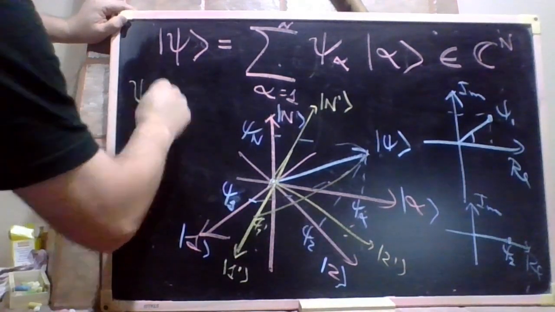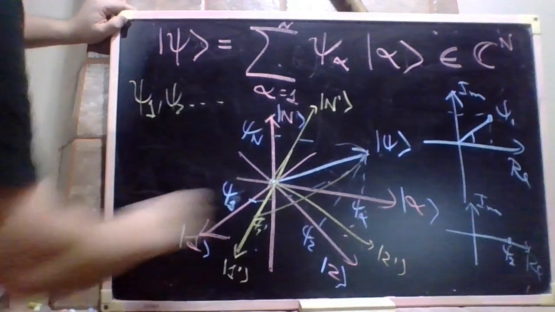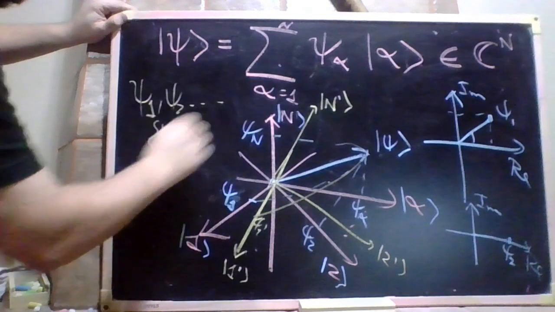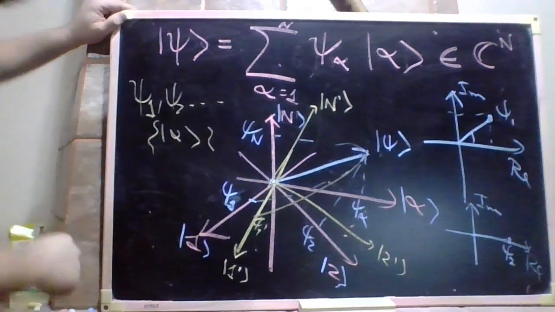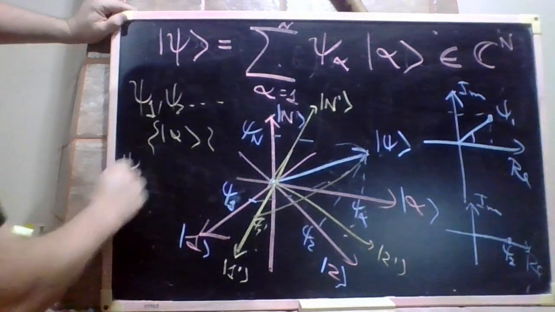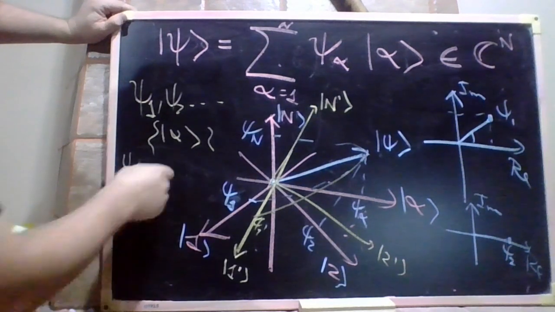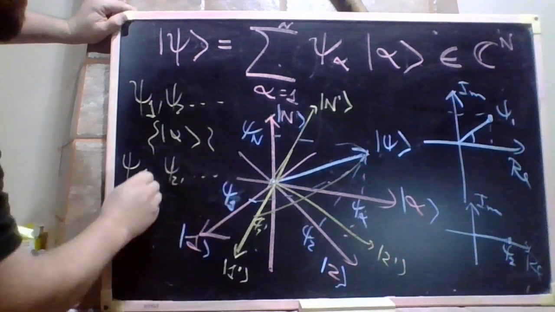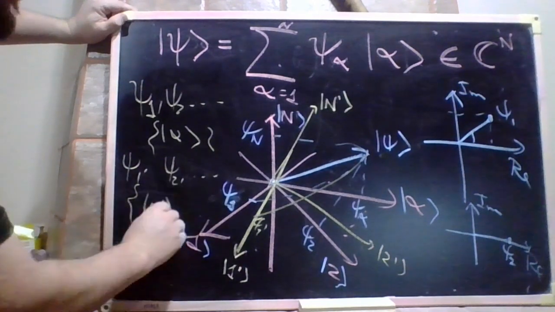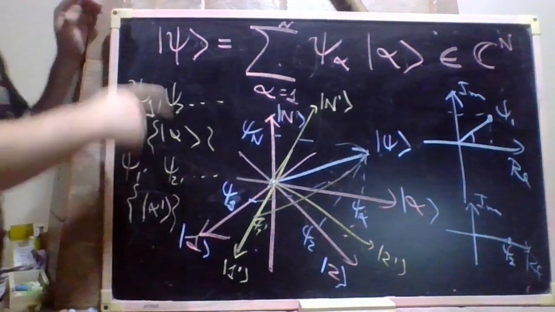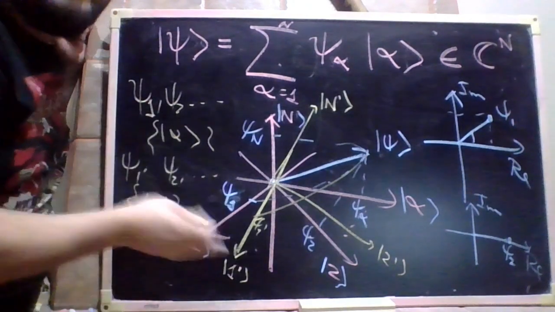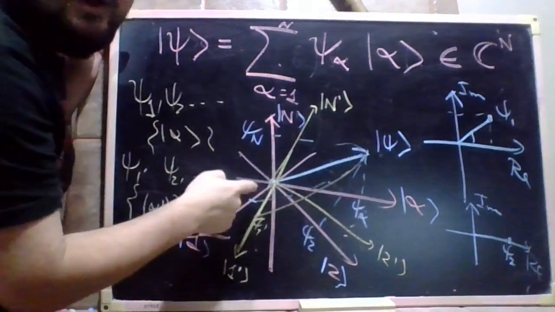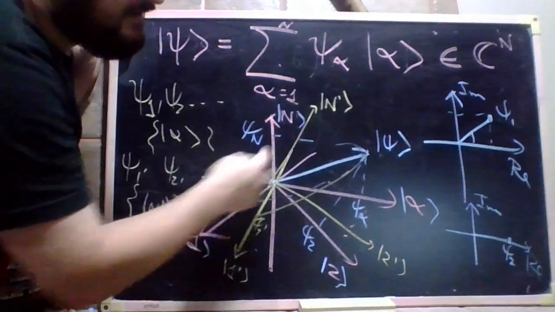Psi 1, and so on, which is the representation in the alpha basis, the components in this representation. I need to find out what looks like the psi 1 prime, and so on, in the new alpha prime basis. This is a basis transformation. You can do that. But the object, the psi in the Hilbert space, is invariant.